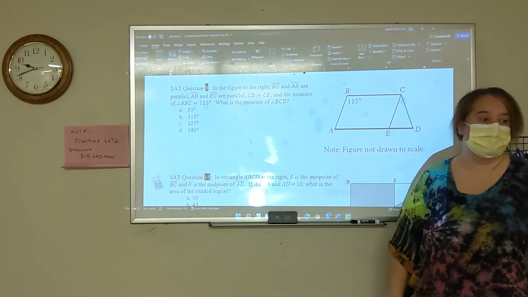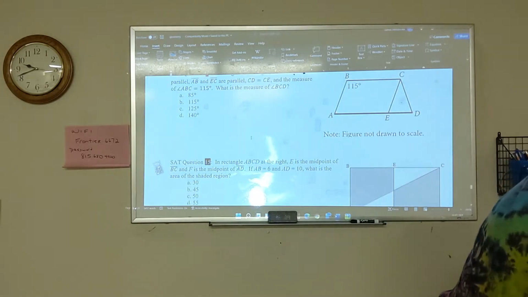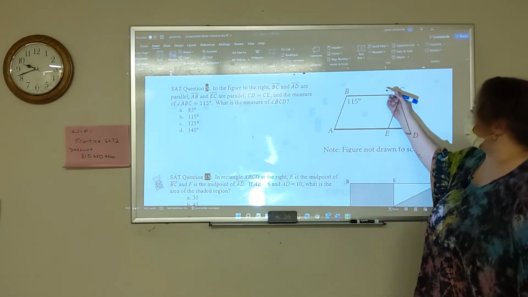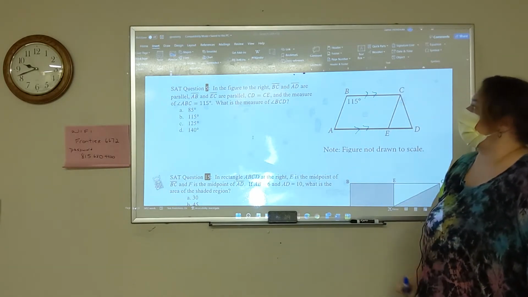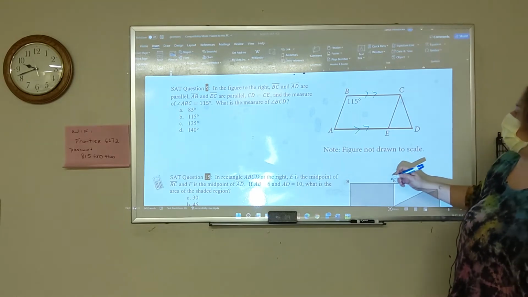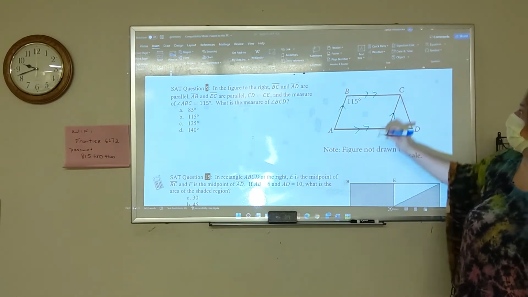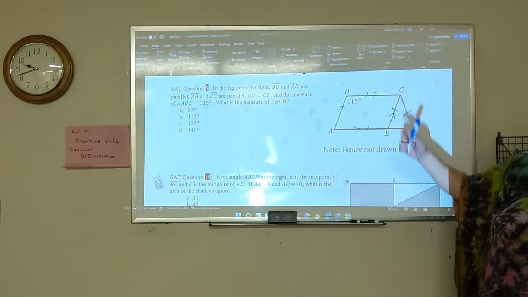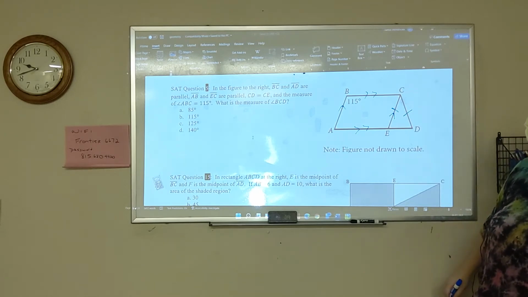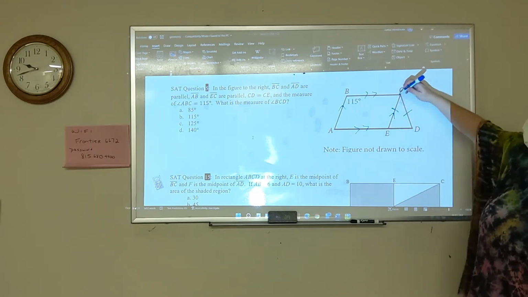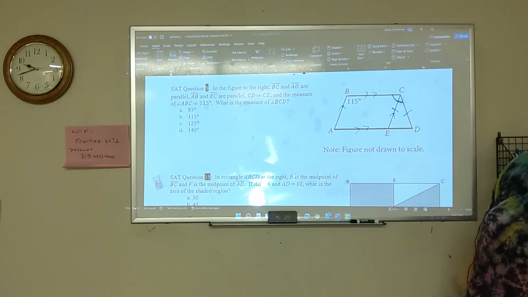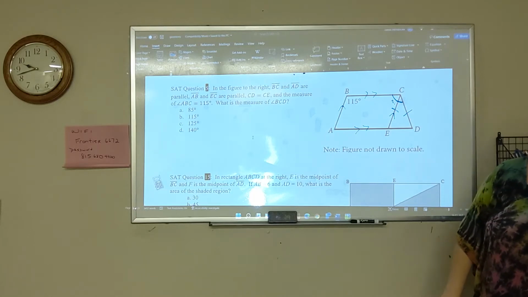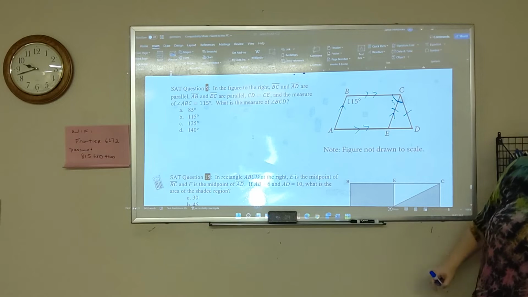SAT number 5. In the figure to the right, BC and AD are parallel. AB and EC are parallel. CE is congruent to CD. The measure of ABC is 115. That's marked. What is the measure of angle BCD? B to C to D, so that's this whole angle up here. That's what we're looking for. So our goal here is to find that whole angle.